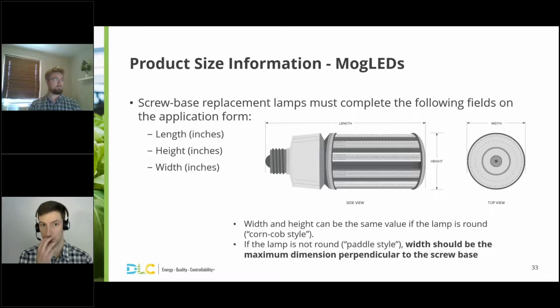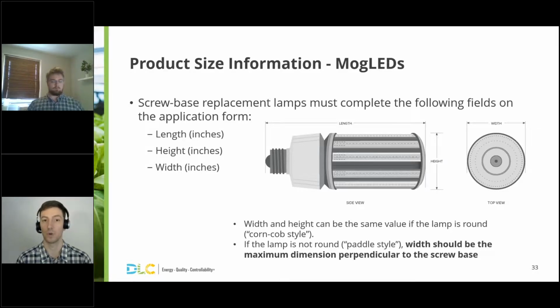So this one's a little more complex. They must list the length, which is the distance from the tip of the screw base to the top of the lamp, so the full length of the lamp, along with the width and height. And I know what you're thinking, that most of these lamps, like the corn cobs, are typically round. So for lamps that are round, the width and the height will be the same, and that's okay.